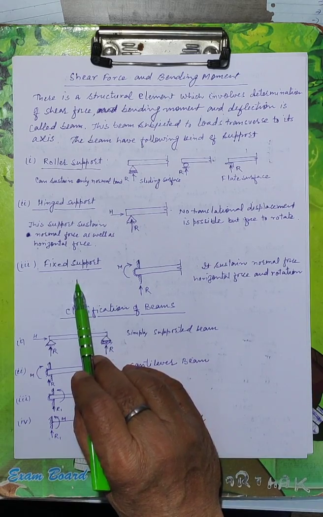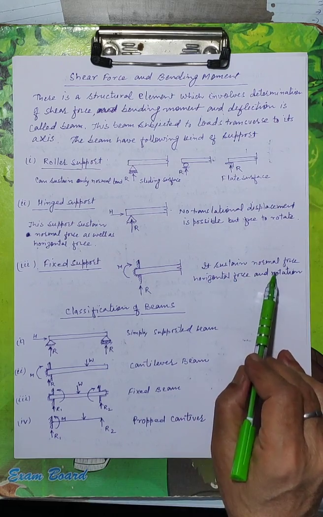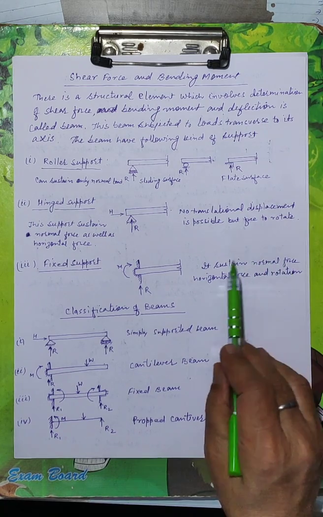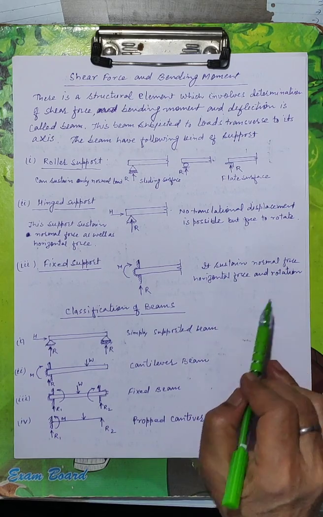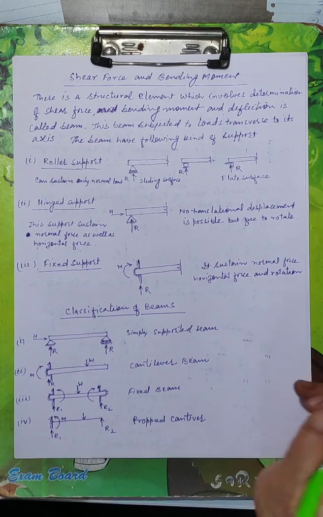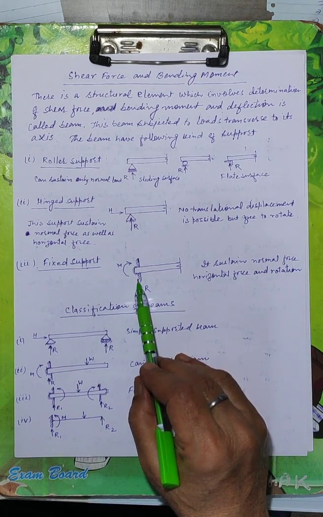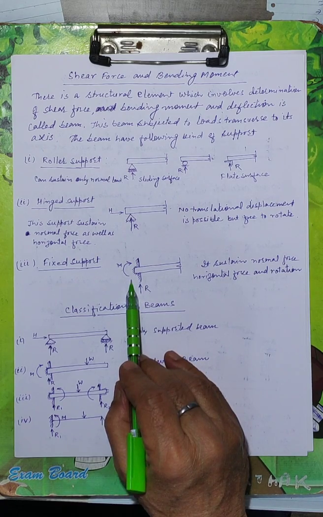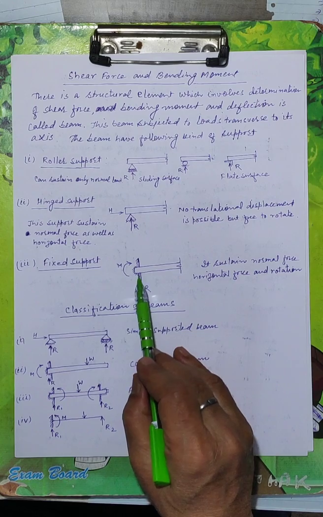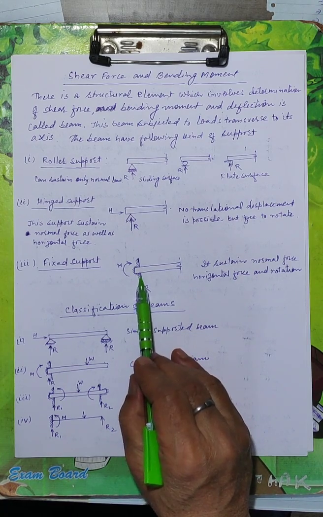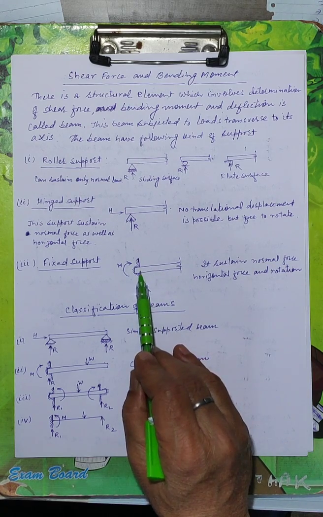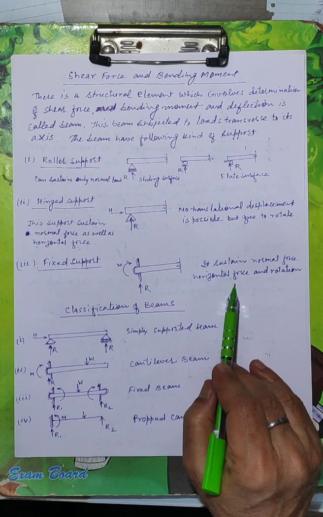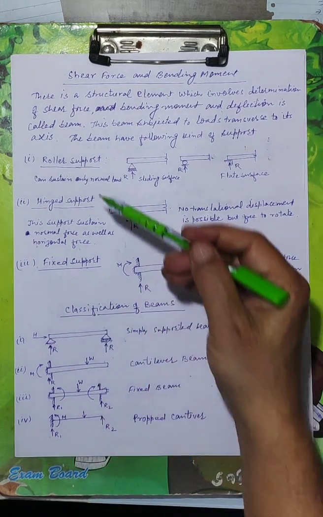Third is fixed support. Fixed support means it sustain normal force, horizontal force and rotation also. All the three characteristics are there. It sustain all the two type of forces, and third type is of rotation. It sustain rotation also. That means moment is there. Rotation not possible. It is fixed. How can it make? It can be made by inserting the beam inside the wall. So that's why it sustains normal force, horizontal force and rotation. These three types of supports are there.